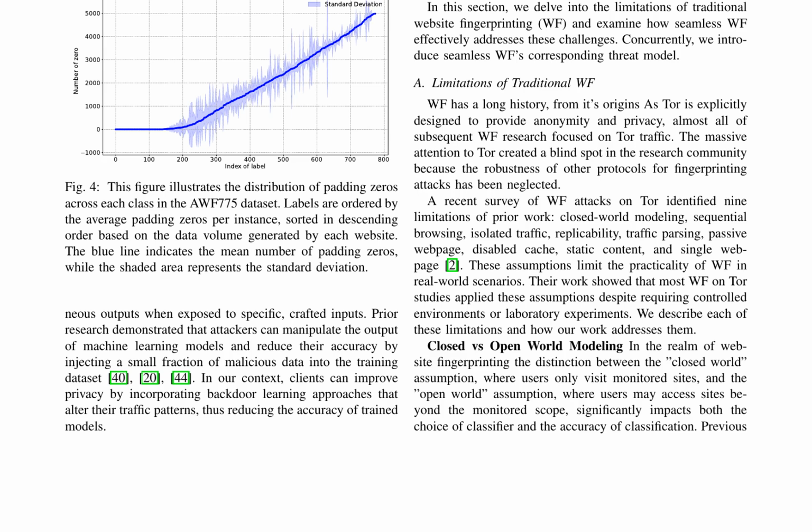The effectiveness of WFNet Base in different environments is demonstrated in Table IV, which presents its accuracy when trained on one location and tested on another. By introducing seamless WF, AWF775, and WFNet Base, this research provides a novel approach to WF, addressing the limitations of traditional methods and enhancing the robustness of WF tasks in real-world scenarios.